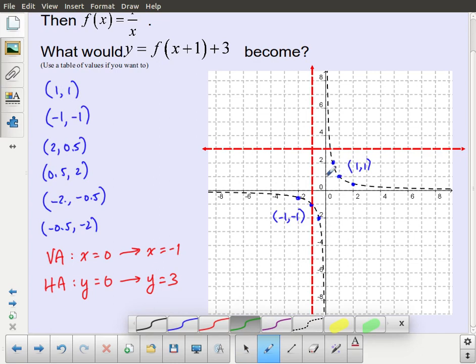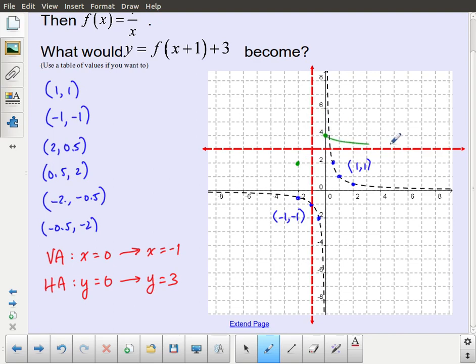I'm going to go to the left by 1 and up by 3, which gives me a point there. Negative 1, negative 1, to the left by 1 and up by 3, which gives me a point there. And now I just need to sketch in the rest. We're not trying to be super precise. We just want to get a good idea of what this is supposed to look like. And so we end up with the overall shape staying the same.